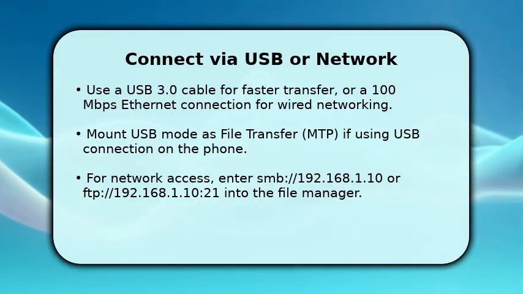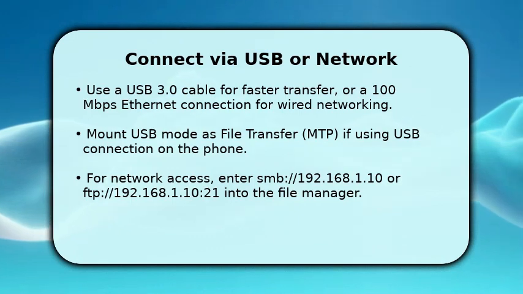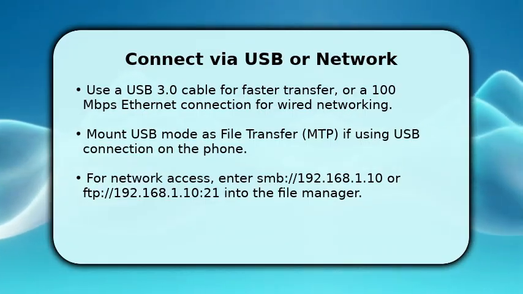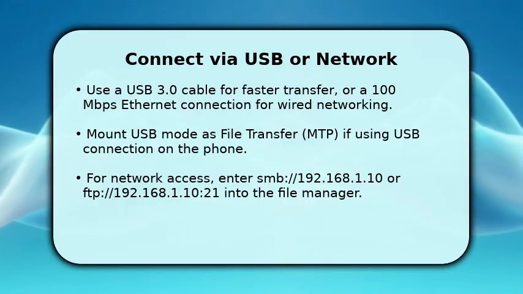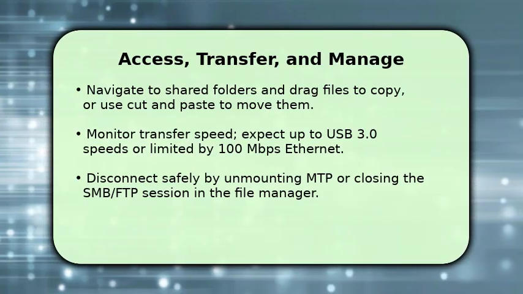To access the PC over the network, open the file manager and enter SMB://192.168.1.10 or FTP://192.168.1.10:21. Authenticate with your PC username and password when prompted. Once connected, navigate to the shared folders on the remote PC to manage files.